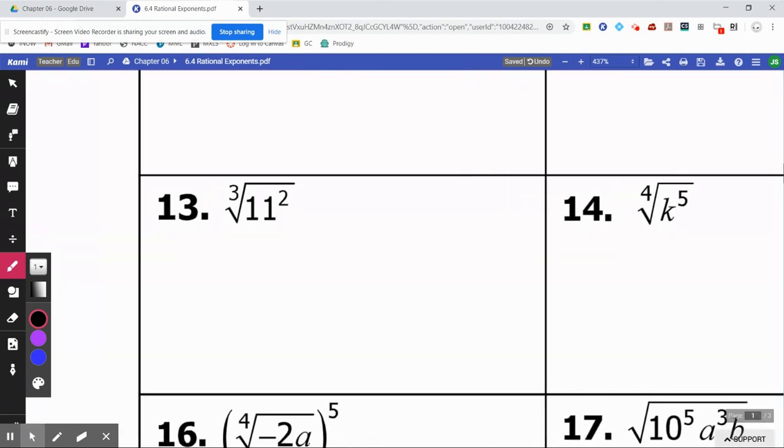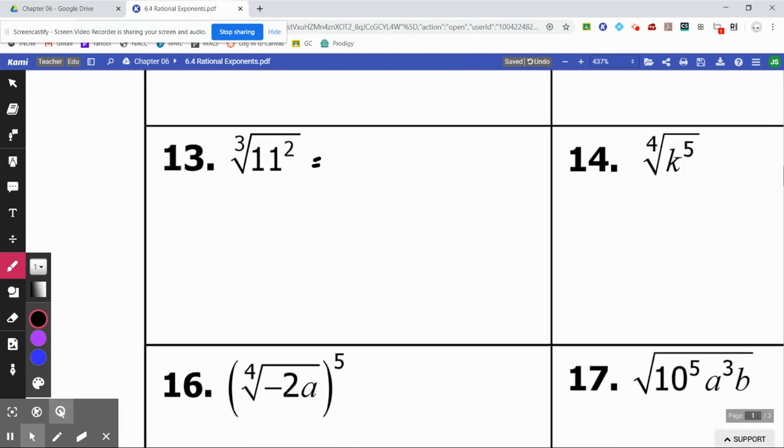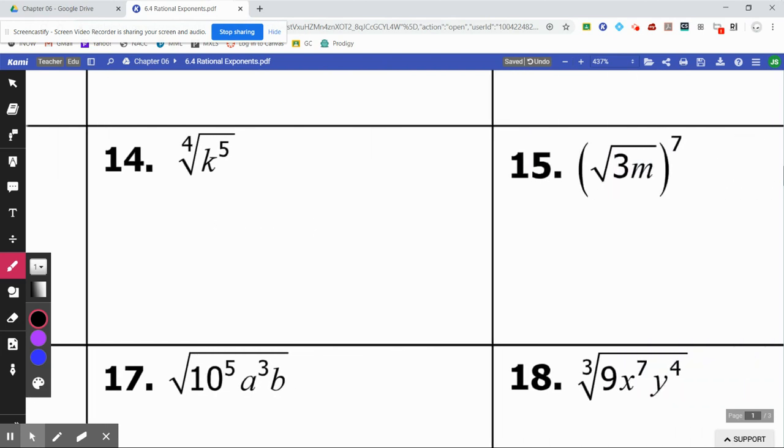Number 13. Now we're dealing with an exponent and a root, so we're taking the third root, so that'd be a 3 on the bottom. The 11 is being raised to the second power, so that'd be 11 to the 2/3 power. This k, we're taking the fourth root of it, and we're raising it to the fifth power, so that'd be k to the 5/4 power.